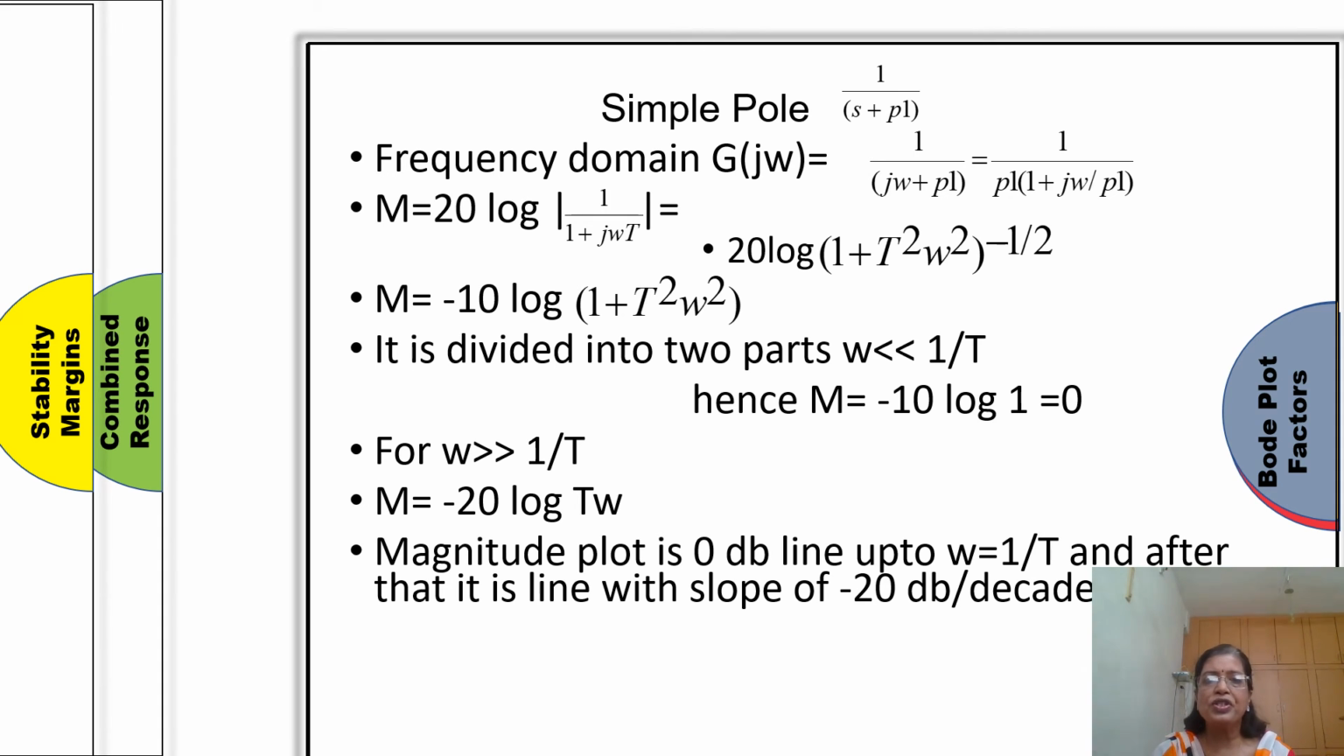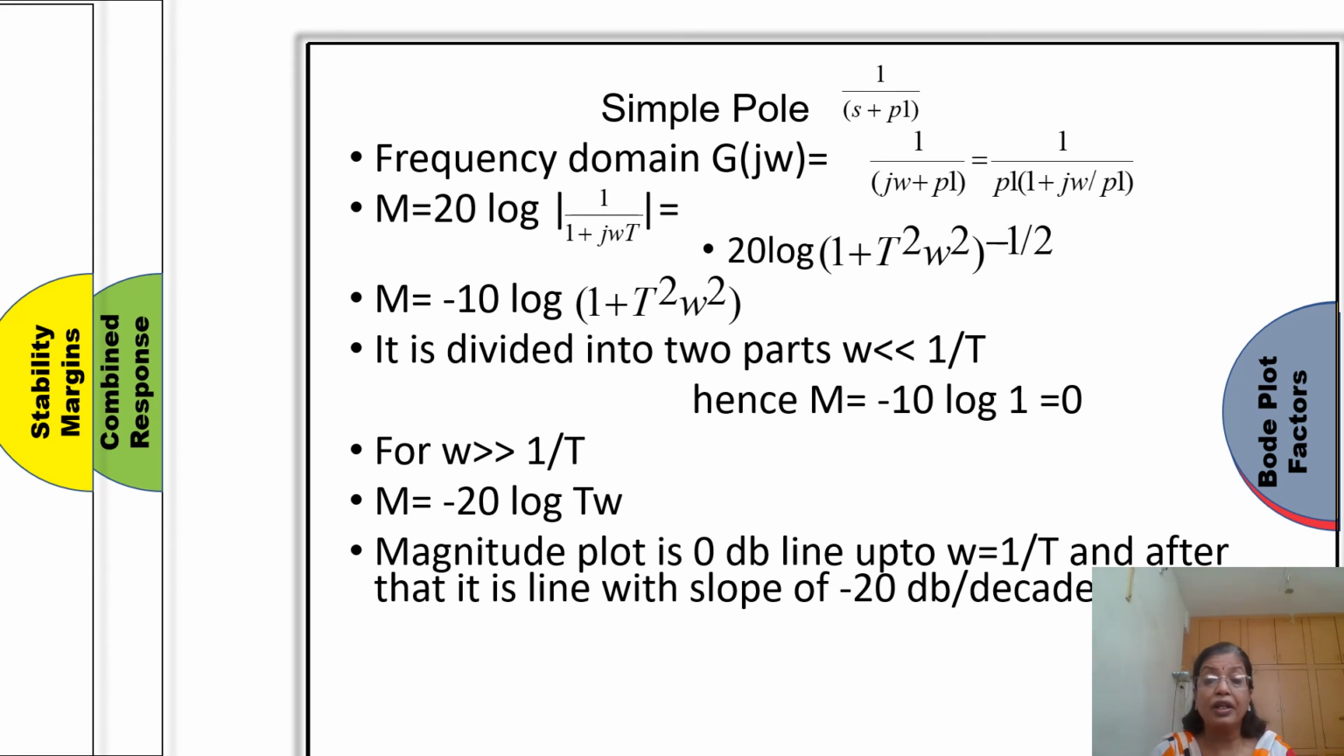So magnitude is 20 log of magnitude of 1 upon 1 plus j omega t. Magnitude of this will be under root of 1 plus omega square t square, or 1 plus omega square t square raised to 1 by 2. One over, so when I take it in the numerator, it will be 20 log of 1 plus t square omega square raised to minus 1 by 2. Now we know that we can always take this minus 1 by 2 on this side. So it will be minus 10 log of 1 plus t square omega square.